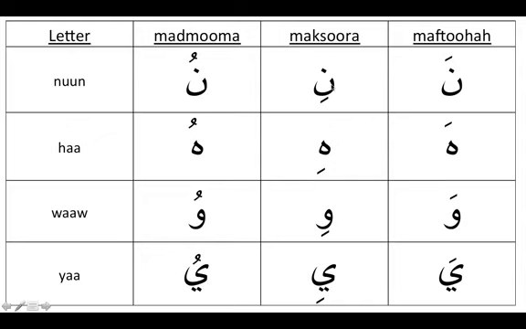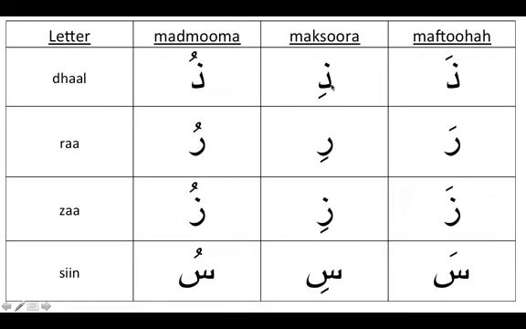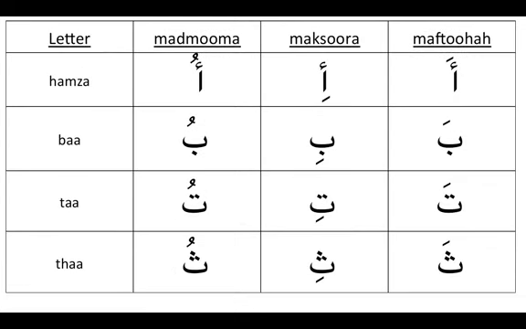What I'm going to do is go back to the top, but this time I'm just going to go column by column. Just a second ago, we did all the letters in the three formats, maftuha, maksura, madmuma, but we did it row by row. This time I'm going to show you what it sounds like column by column. So I'm going to start with the maftuha column.